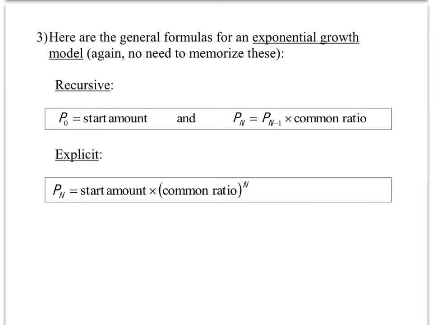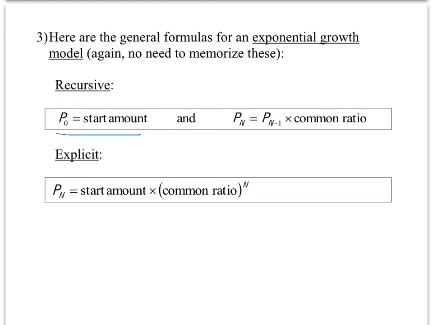Here are the general formulas for exponential growth. You don't need to memorize them because we just answered a whole question about exponential growth, and came up with the formulas without knowing this already. But that being said, if you like to work with formulas, these are good to have written down somewhere. For a recursive formula, you always have to give the starting amount, which in our case was 1,000 rabbits.